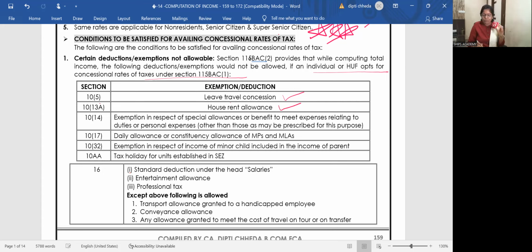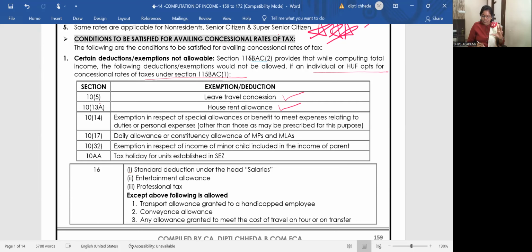1013, ma'am, so beautiful, one of our favorites. Every student knows how to calculate HRA, yes or no? Rent paid minus 10%, if you are in metro 50%, otherwise 40%, and actual HRA, whichever is lower, deduct it and enjoy. House rent allowance, that you will not get. If you go for this tax rate, the whole HRA received will be taxable.